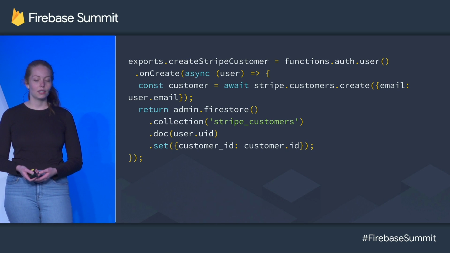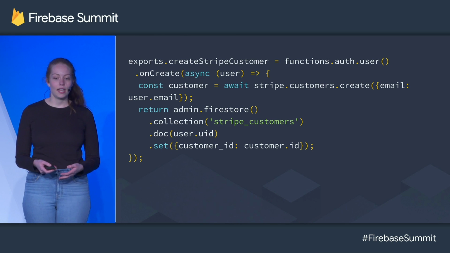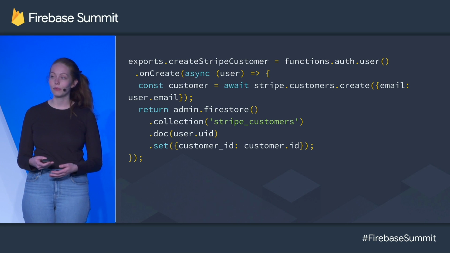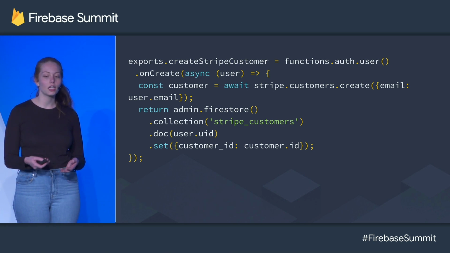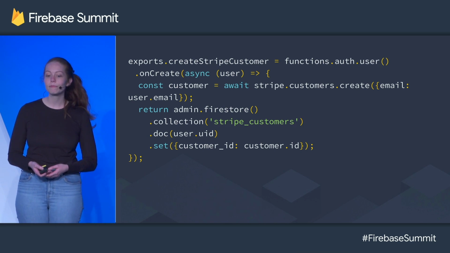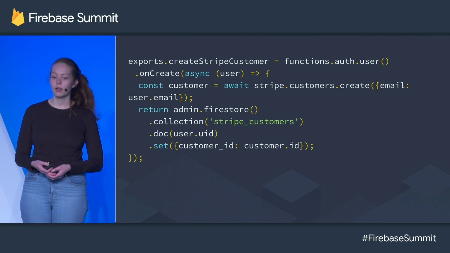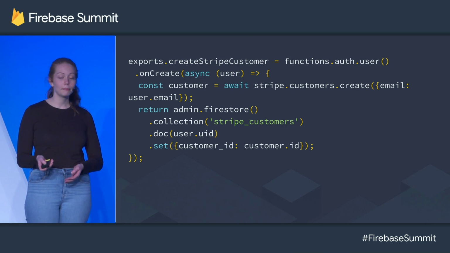Once we have the customer data back from Stripe, we need to save it to Firestore so that we can use it later. So here we call the admin Firestore SDK, and we have the collection stripe_customers. This is where we'll keep track of all of our customers. We'll have documents for each user, and the document ID will be the user ID that authentication gives us. Now that we have our collection and document, we set the customer data by saying the customer ID and the customer ID that we get back from Stripe.